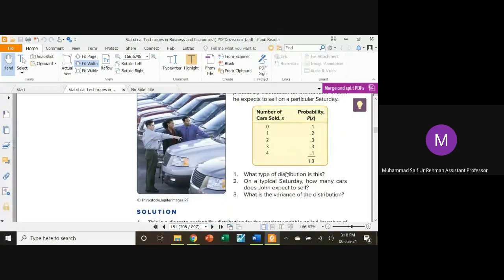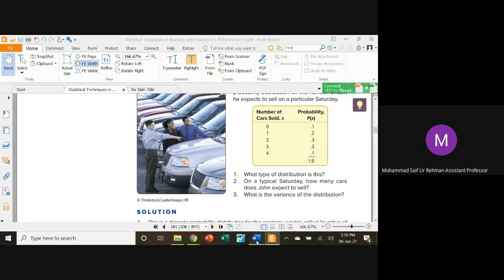So, what type of distribution is this? You will say that this is a discrete probability distribution because one car will be sold, or two cars, or three cars will be sold. But you can't say that 1.5 cars will be sold. You can't say that 1.3 cars will be sold. So clearly separated values are there. Therefore, this is a discrete probability distribution because certain gaps are there.